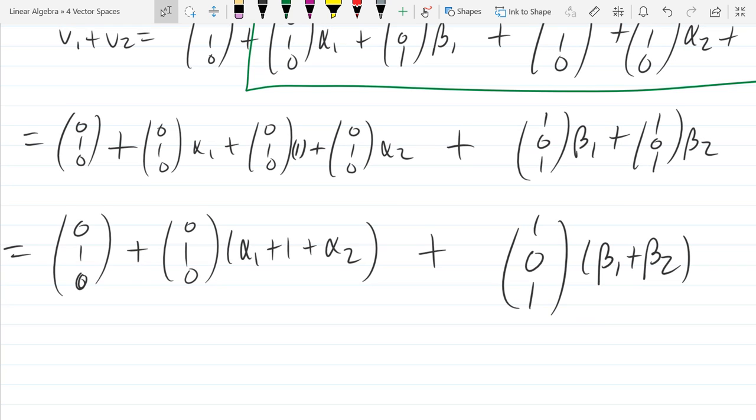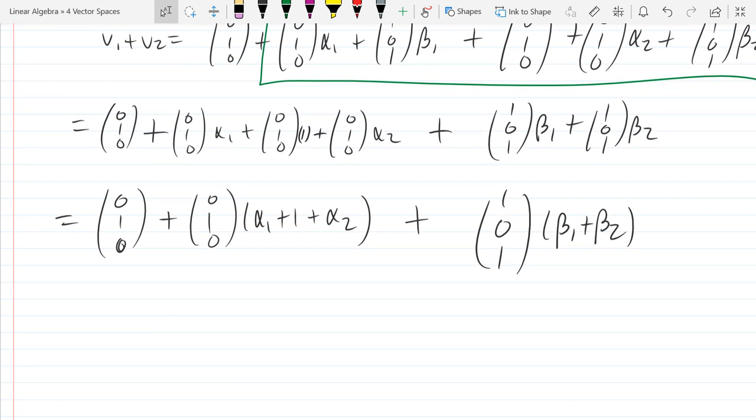And remember what the form looked like. It was (0, 1, 0) plus (0, 1, 0) times a scalar plus (1, 0, 1) times a scalar. So this is the right form. And this alpha 1 plus 1 plus alpha 2 is going to be a scalar, because when you add up any scalars, you always get back a scalar. Those are just numbers. Even if you add 1, you still get a scalar, and of course, adding two betas gives another scalar. And this is the right form to be in the set S. We'll have to show scalar multiplication tomorrow because it's almost 10.